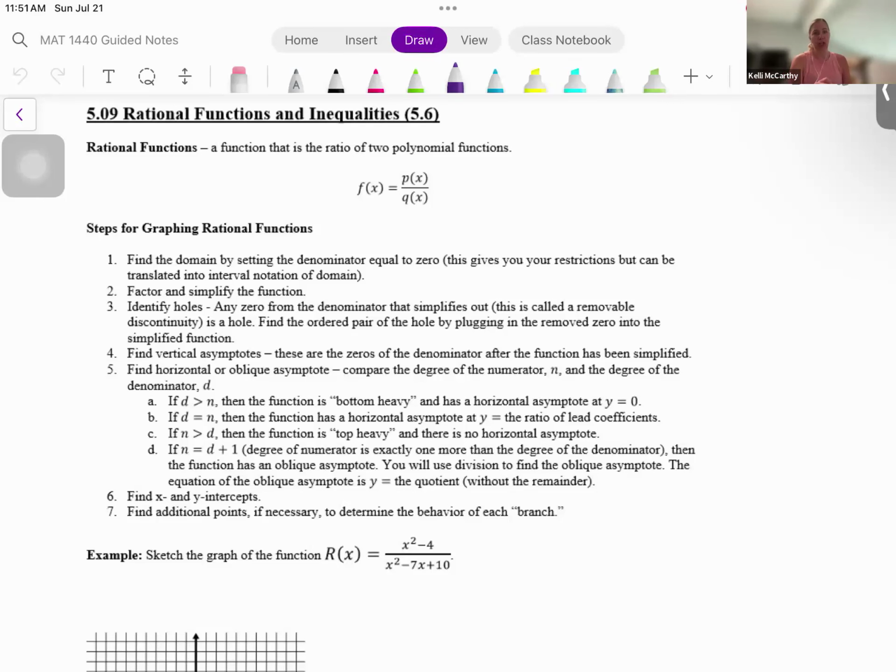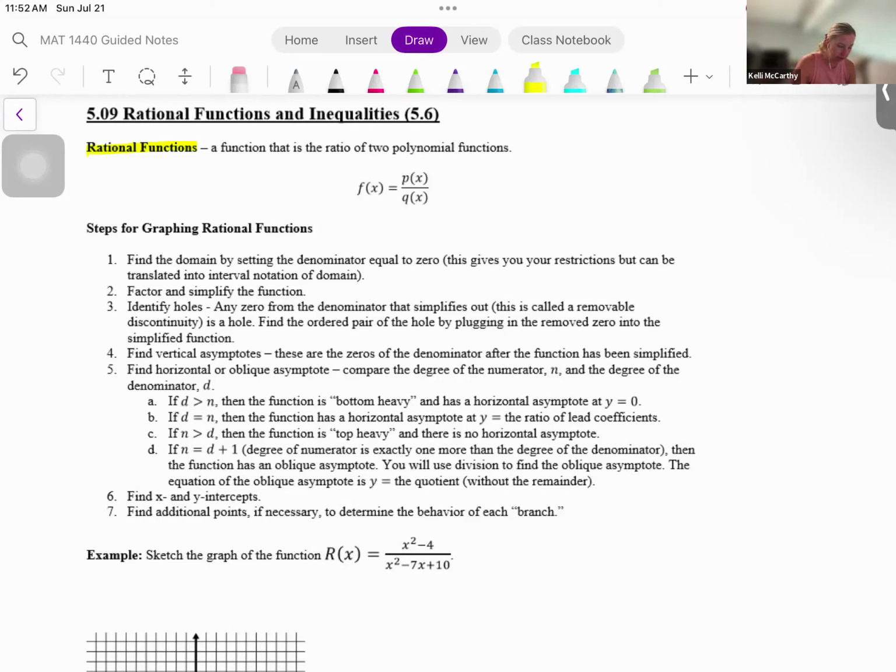In this video, we're going to look at rational functions. A rational function is a function that's a ratio of two polynomial functions. F of x is equal to P of x divided by Q of x. In this video, we're going to review how to graph a rational function.